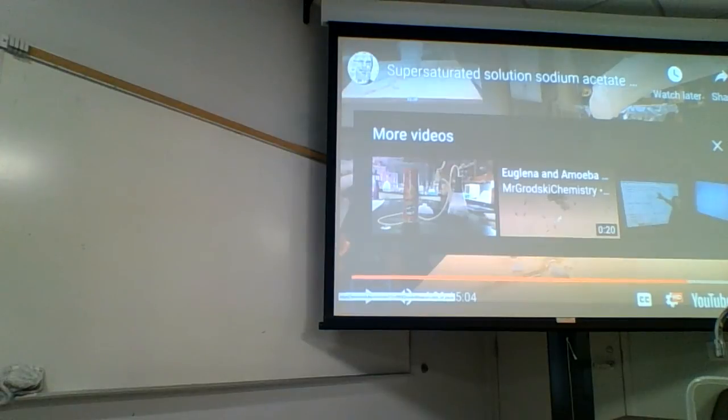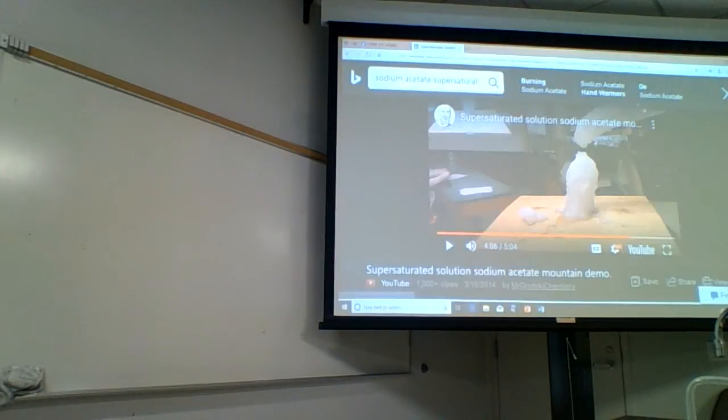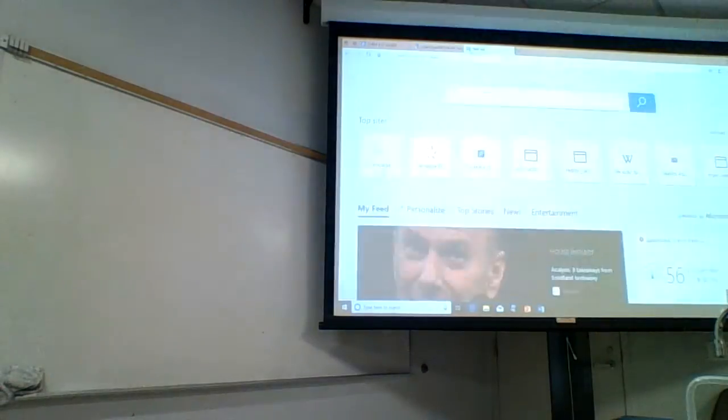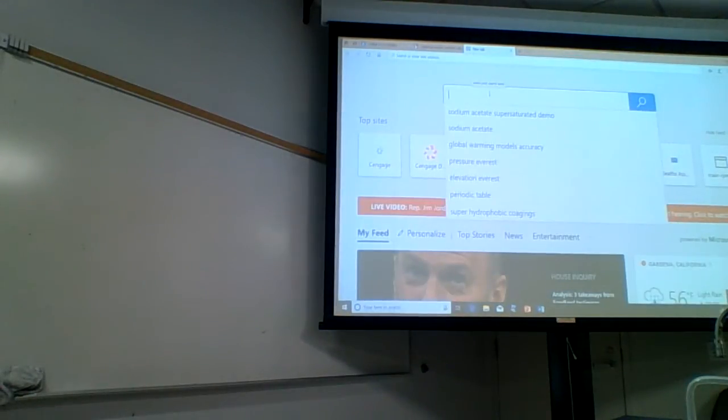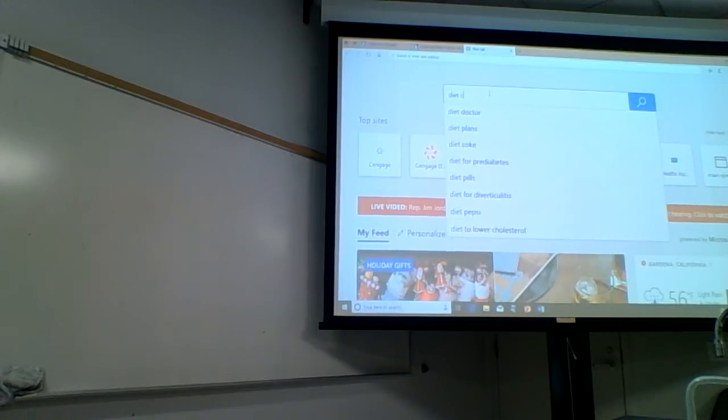There are other ways to seed, like for example, seeding gas bubbles. And this is going to be Diet Coke and Mentos.